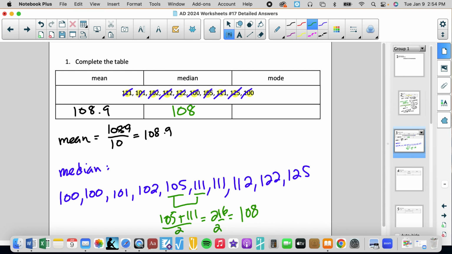112 happened twice, 100. So I have 3 of them. Or 112 happened only 122. That's not 112. So my mode, I can have more than one mode. My mode is going to be 100, which happened twice, and 111, which happened twice. 112 only happened once, because that's 122. There's my dyslexia right there.